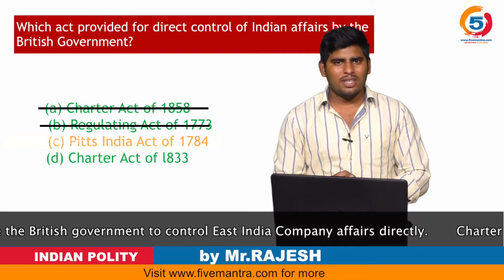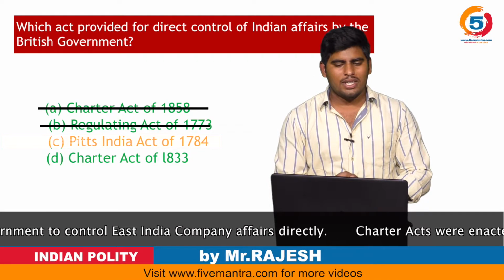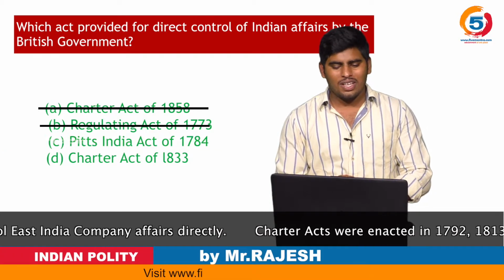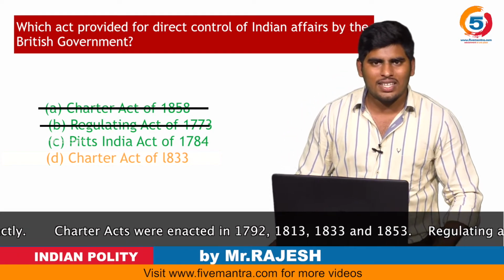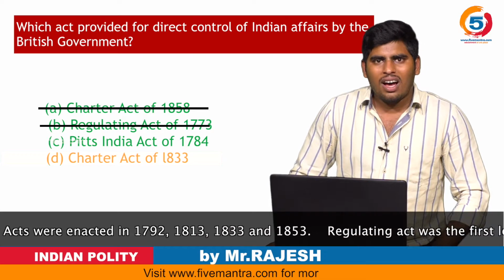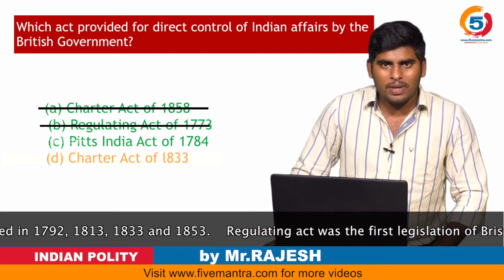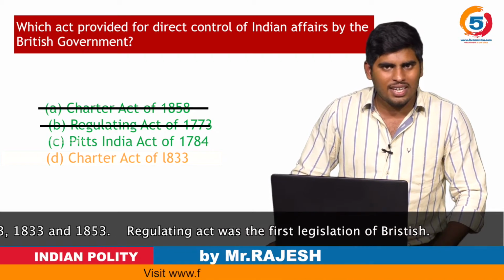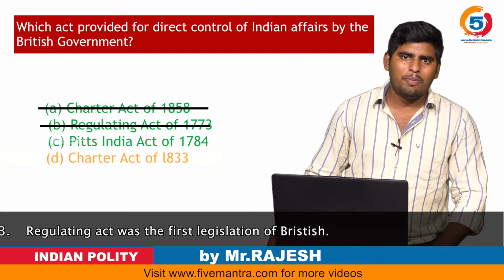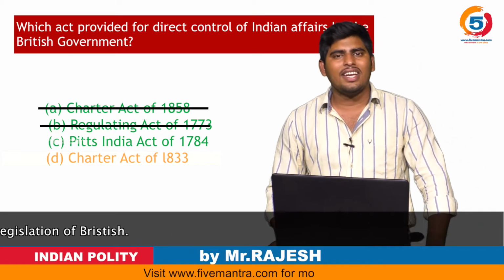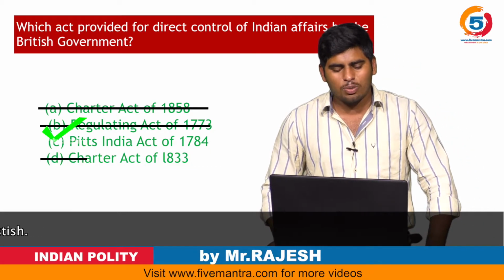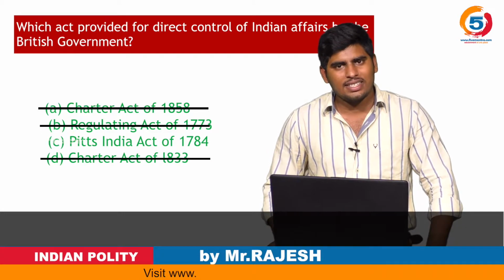So this seems to be the option, but let us go to the fourth option also. The fourth option is the Charter Act of 1833. By the time of the Charter Act of 1833, where Sir William Bentinck became the first Governor General of India under this act, the British government had already established firm control over the East India Company in regulating Indian affairs. So the correct option is C, Pitt's India Act 1784.